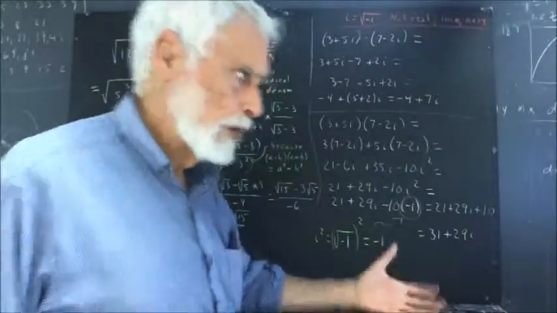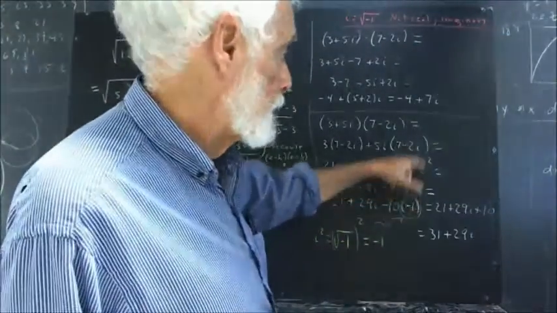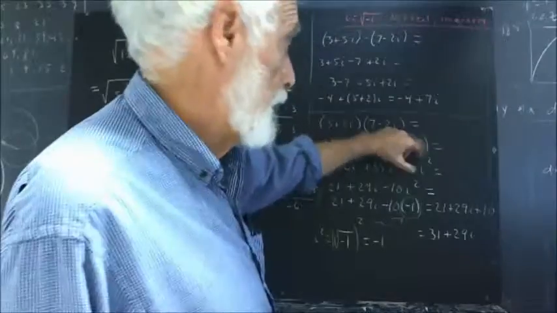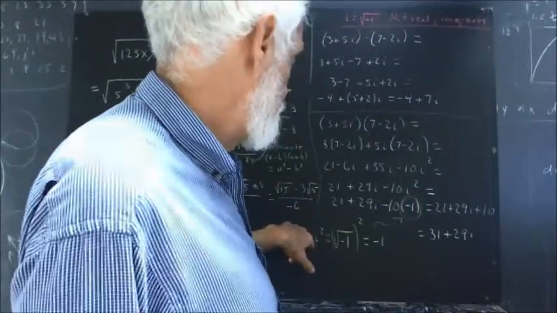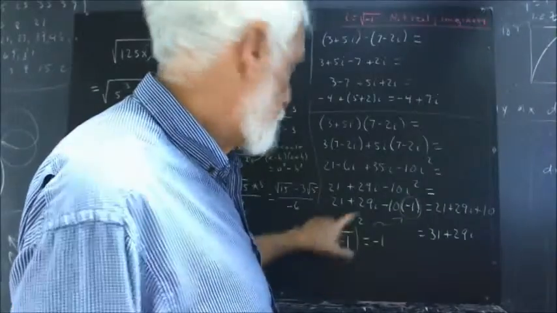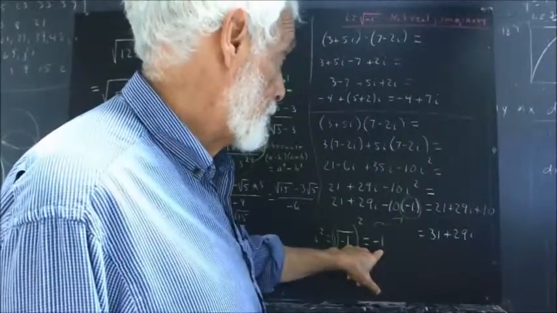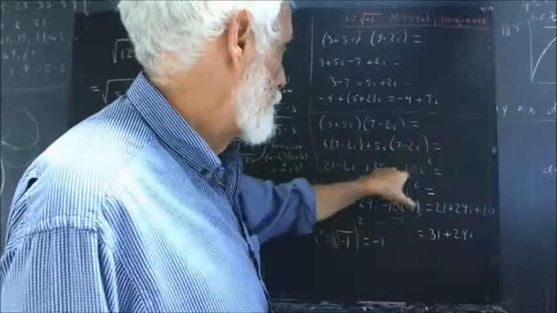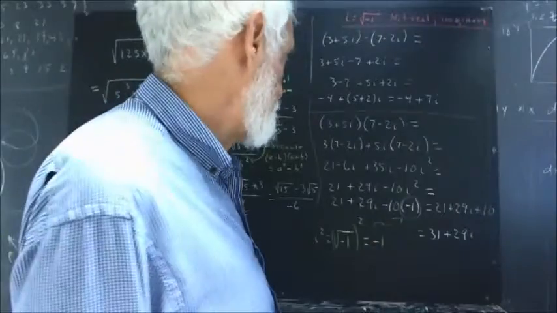And what in the world is negative 10i squared? Well, negative 10i squared is negative 10 times the square of i. i is the square root of negative 1, so i squared is the square of the square root of negative 1, and that's negative 1. So, where I've got the negative 10i squared here, I'm going to substitute negative 1.